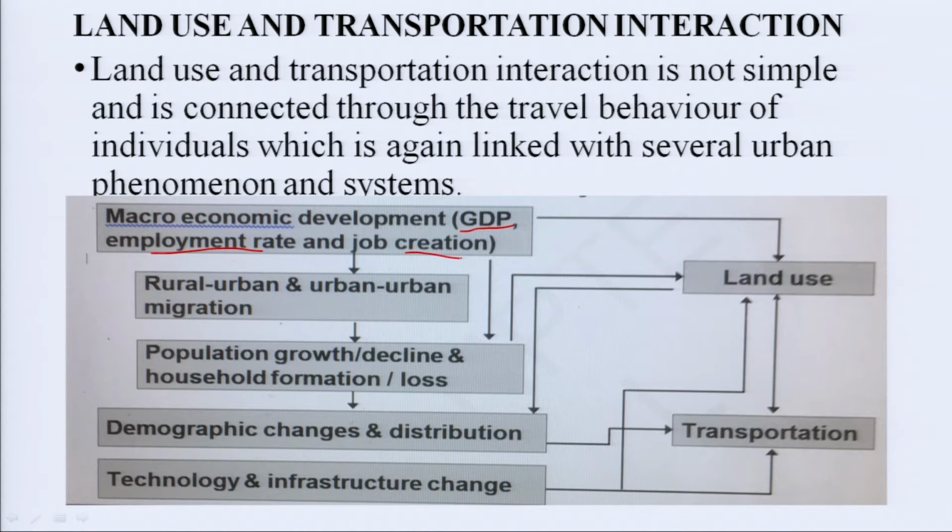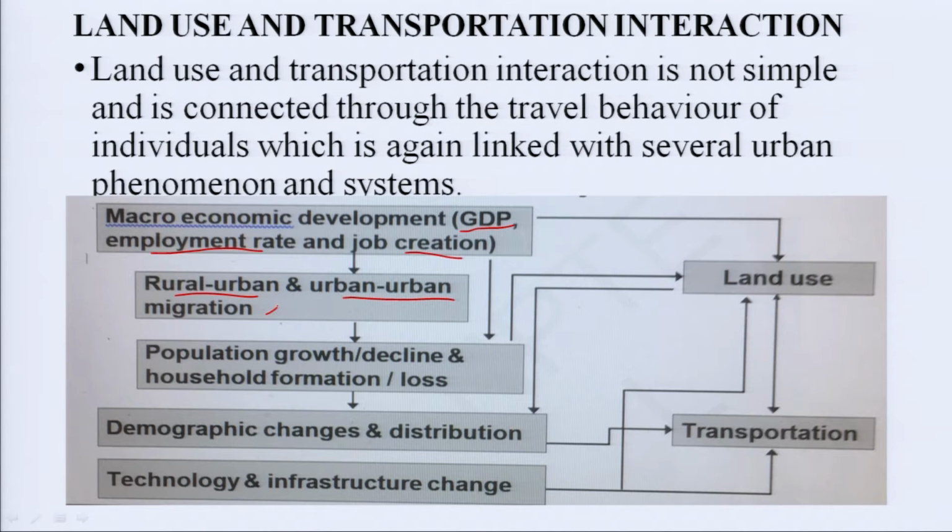This requires rural-urban or urban-urban migration. For better facilities in the urban area, rural people migrate from rural to urban areas. So, here the population growth or decline and the household formation or losses occur, but generally in the urban area it is not possible.